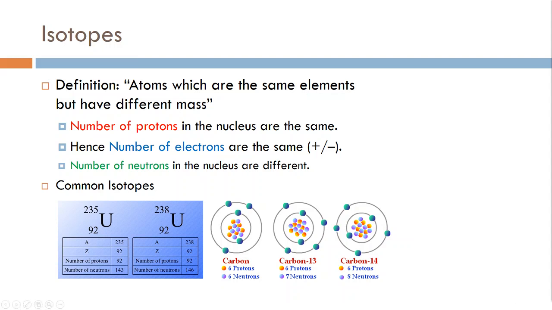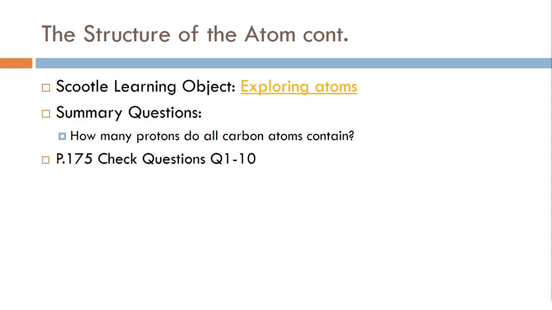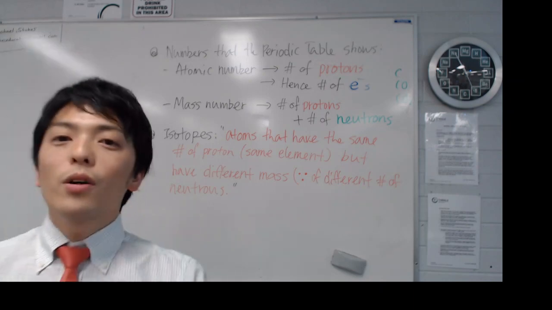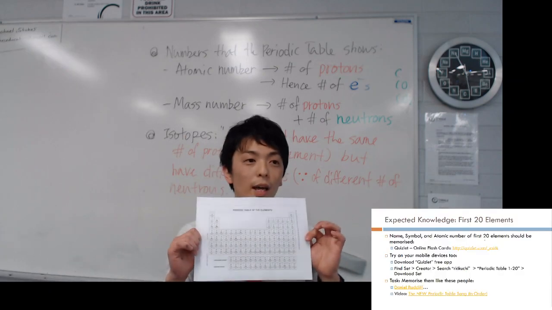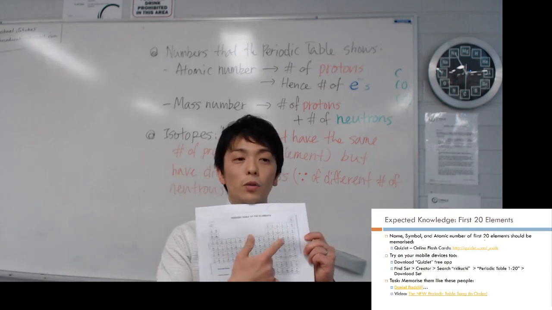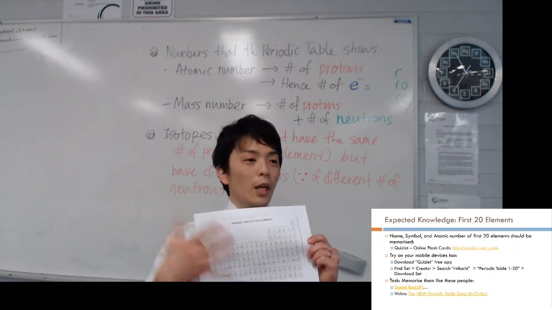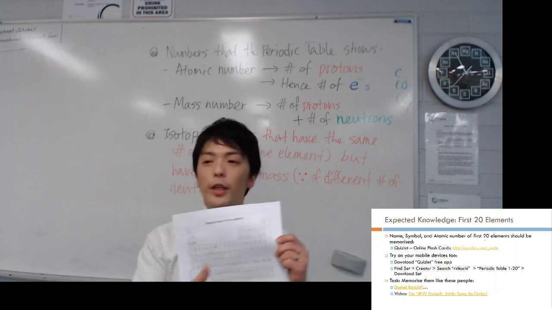I would like you to do an activity. And this time I would like you to focus on learning the first 20 elements. My expectation is you will learn the name, symbol, and atomic number of the first 20 elements. You will have the periodic table in the test, so you can still refer to it. But it will save a lot of time if you knew the name, symbol, and in what order they appear.